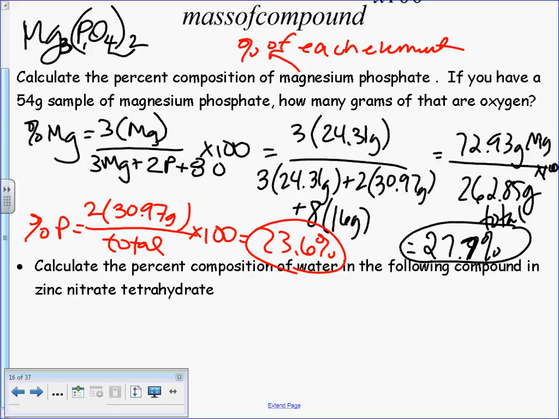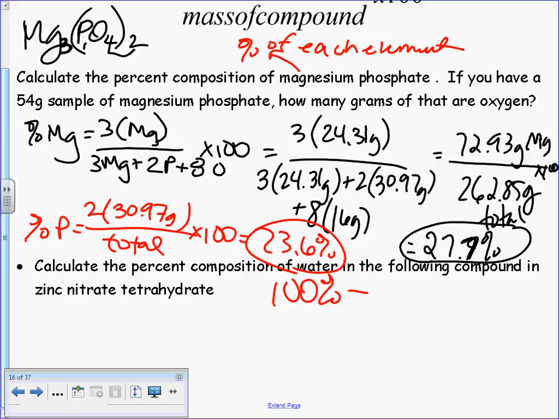23.6% is going around there. So I'm not going to do the same thing for oxygen. I'm just going to go the easy route. How do I figure out percent oxygen? Subtract from 100, right? The total sample should be 100%. So 100% subtract these two added together.